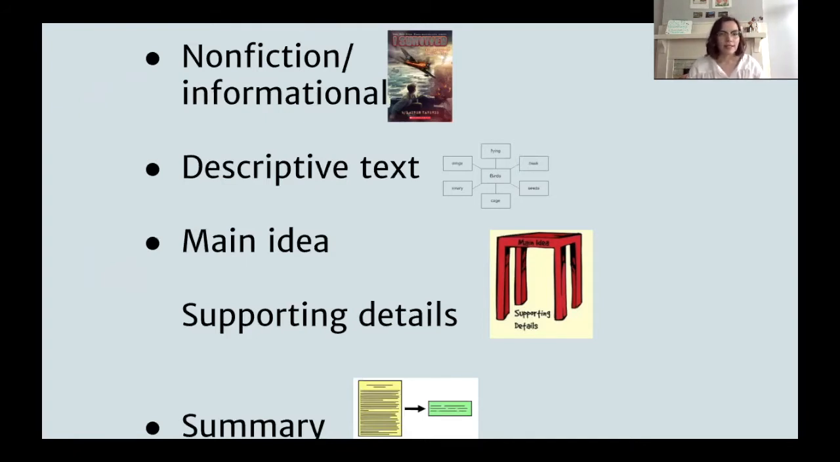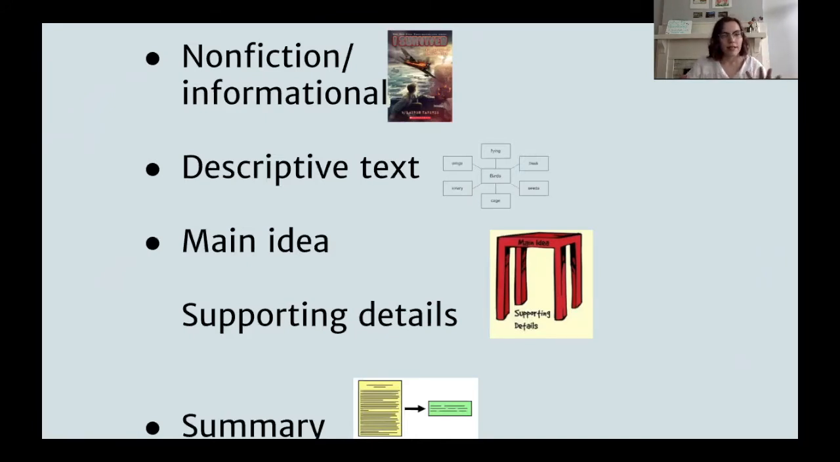The main idea and supporting details are something we've worked on since 2nd or 3rd grade. The main idea is what the story is mostly about. In the graphic, it is the seat. That's what's important to us, not the legs, but the legs hold it up. The supporting details are the things that we find in the text outside of the title or first paragraph, where we usually find our main idea, and kind of bolster that main idea.